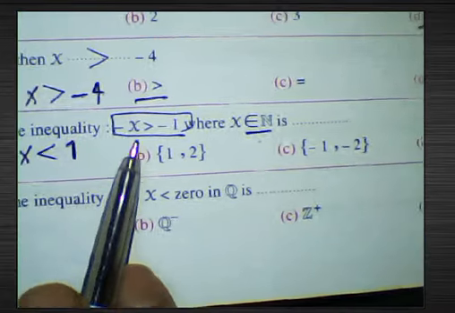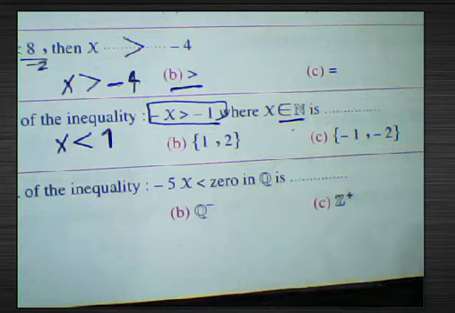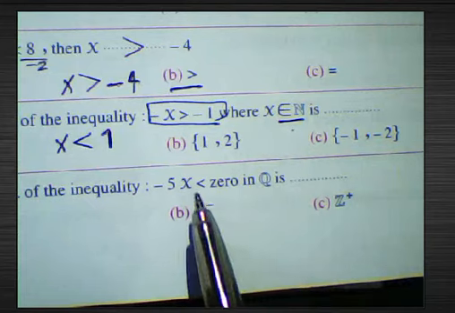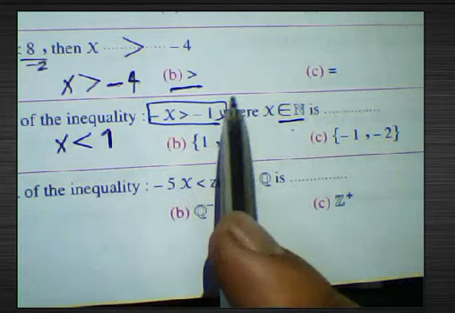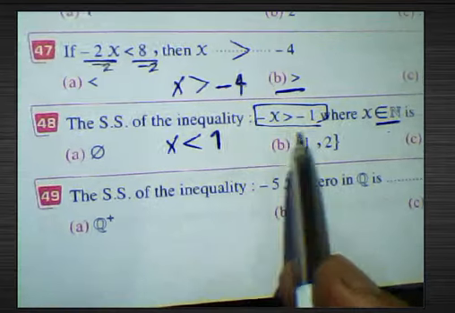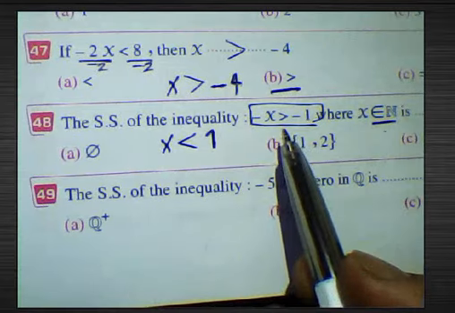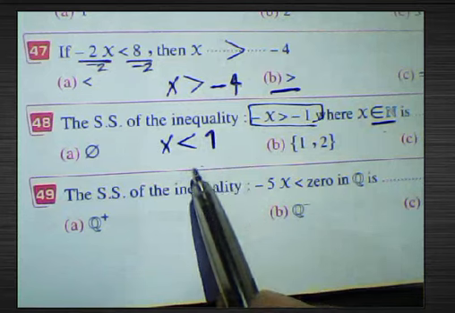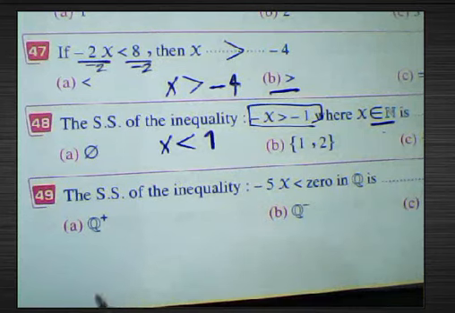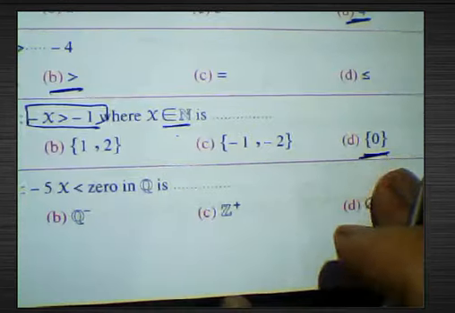But if you put 1 here, the result will be wrong. So you must solve this example by multiplying by -1 on the left hand side and right hand side, and you must invert the sign. x will be less than 1. Okay, so the result will be the set of 0 only.